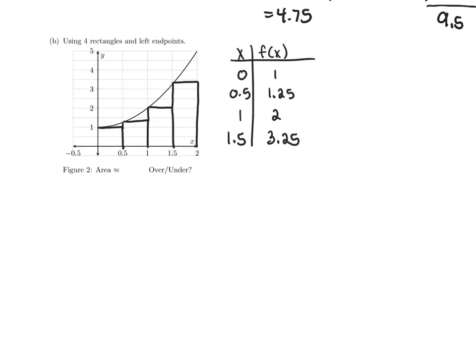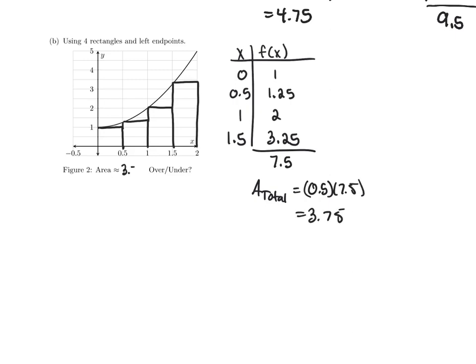Doing the same thing that we did before, we're going to do the base times the height and add those all up, but it's actually a little bit faster if we just add up all the heights first. And when we do that, we get 7.5. So our total area of our rectangles is 1/2 of 7.5, or 3.75.